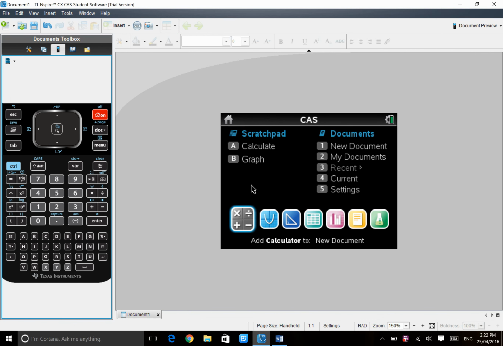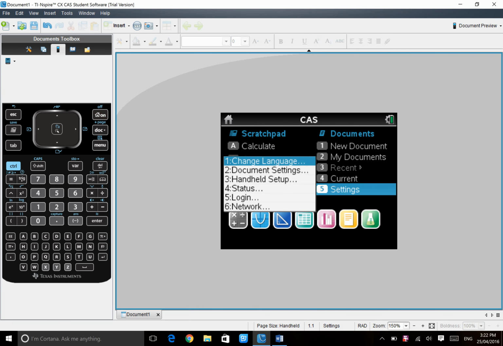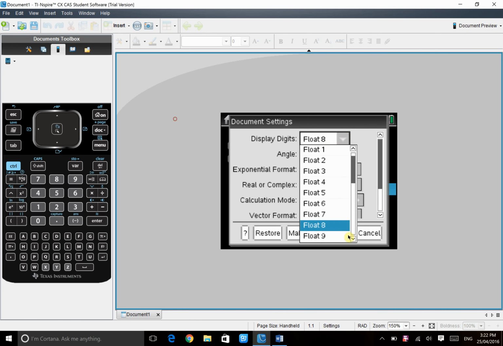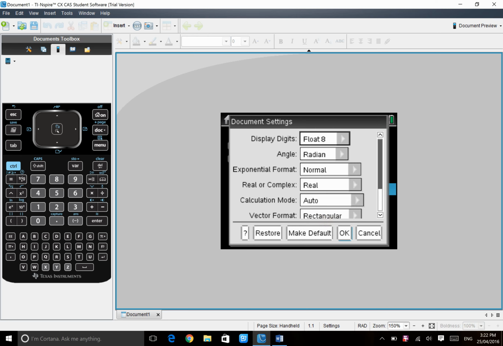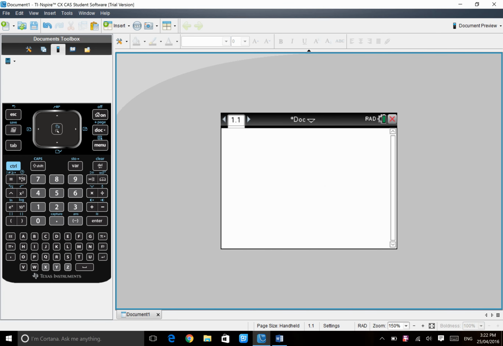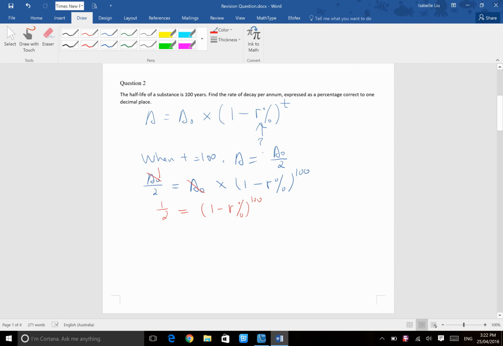So let's open our CAS calculator. To start using the CAS calculator, I want you to change some settings here. Let's go to number 5, the settings, and go to number 2, the document settings. Let's change the first one, the display digits, to Float 8 or a higher one, Float 9 or Float 10, because I want more digits showing on your calculator. Press OK, then go to the calculator page. I want to solve the equation: a half equals (1 minus r percent) to the power of 100.